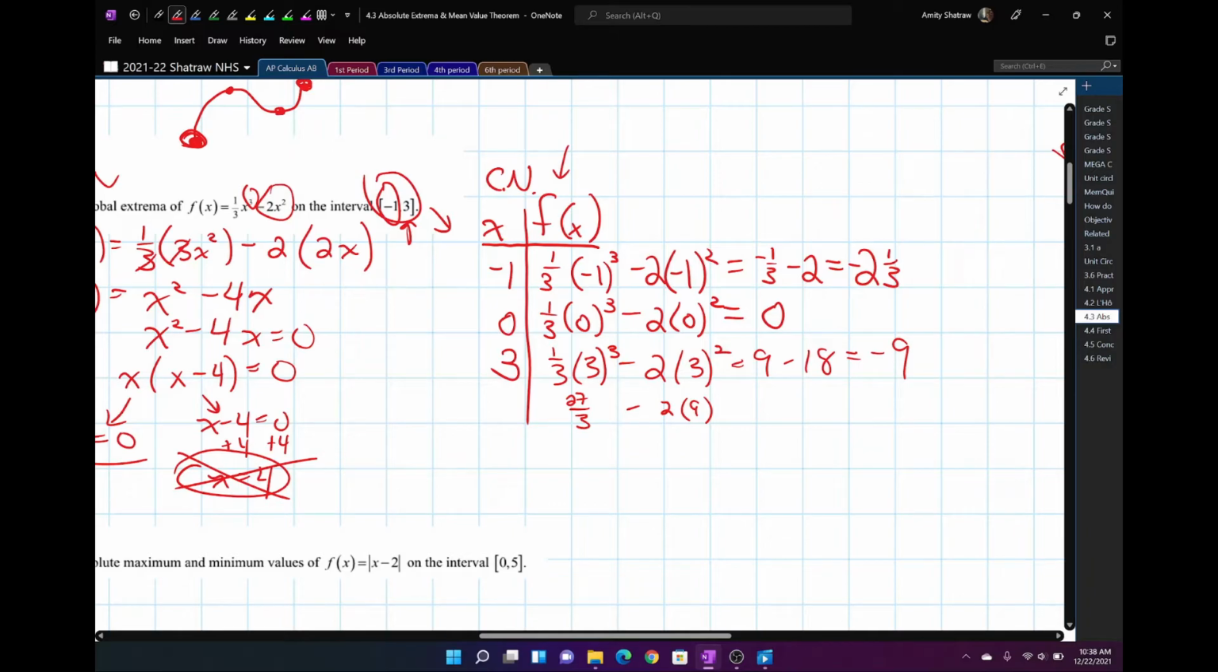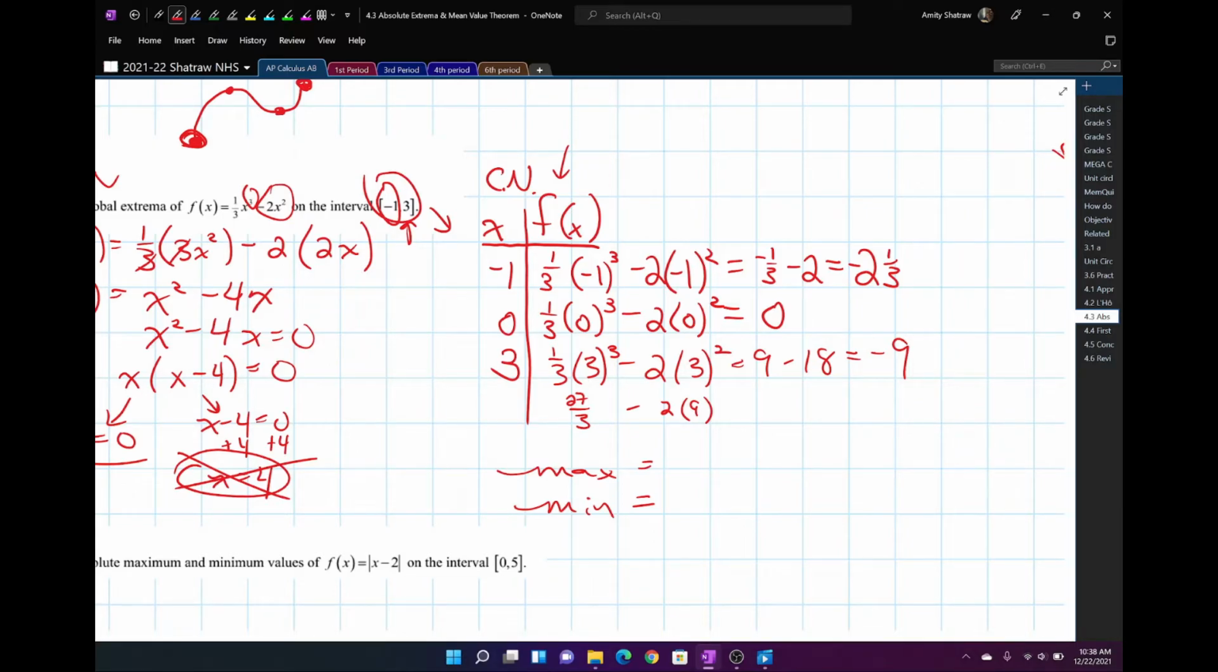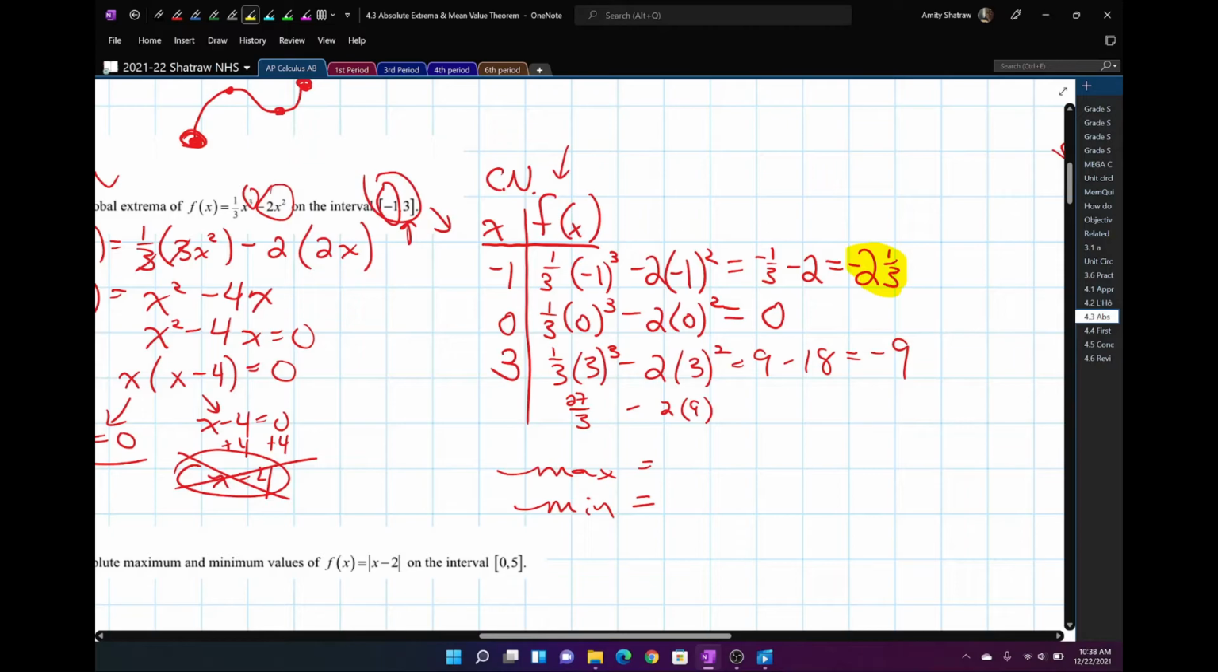And so I'm wanting to know, what is my max? What is my min? And are they absolute? I'm hoping they are. I've checked the endpoints and I've checked my critical number. So I'm checking this: is it the highest or the lowest? No, it's actually neither. What's my highest? It's going to be that. What's my lowest? It's going to be that.